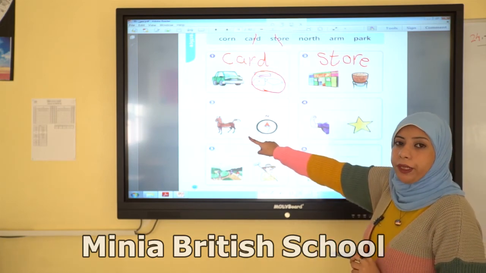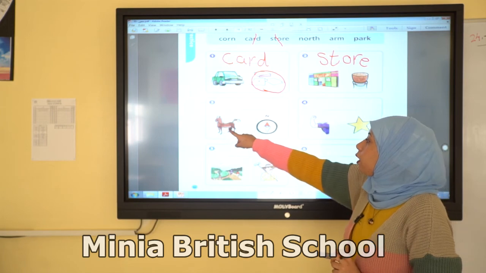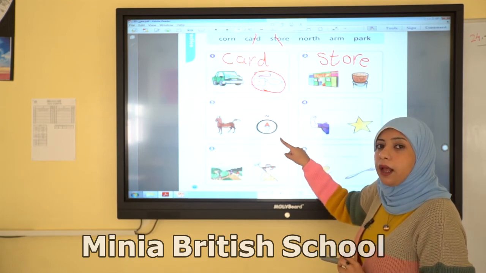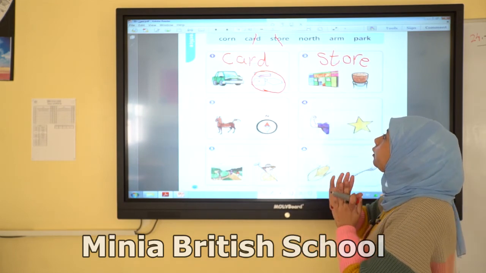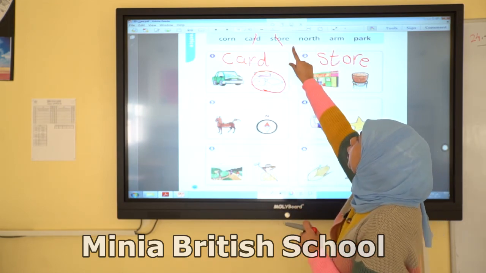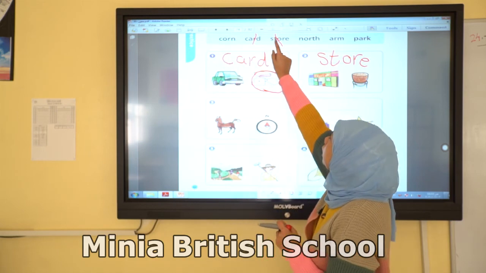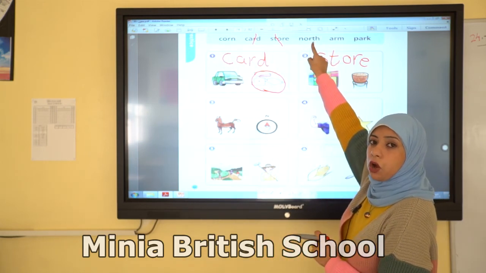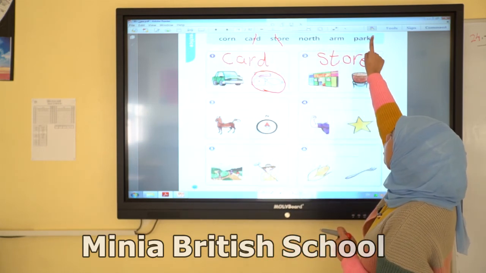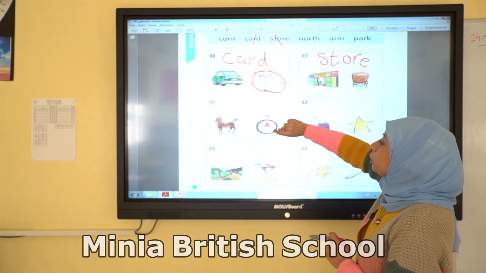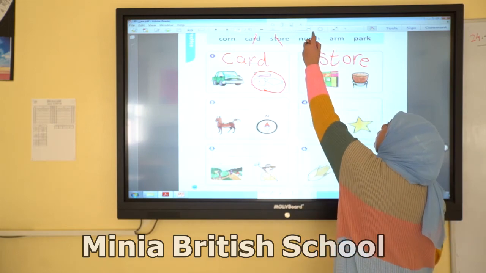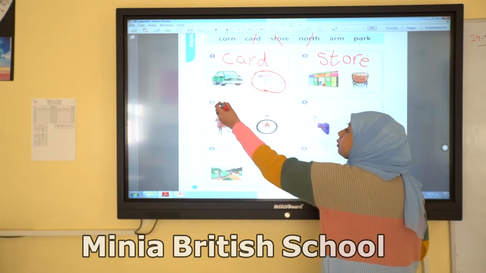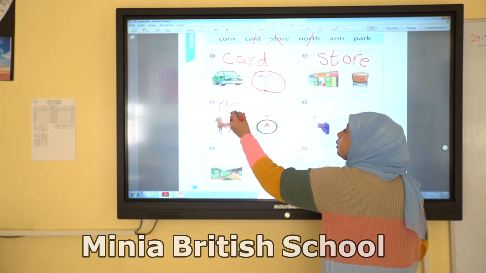Picture number three. Here we have horse and mouth. Okay, let's see which word is written here. Again, here we have cone, mouth, arm and park. Can you find the word? Yes, it's what? It's no. So here we write the word.